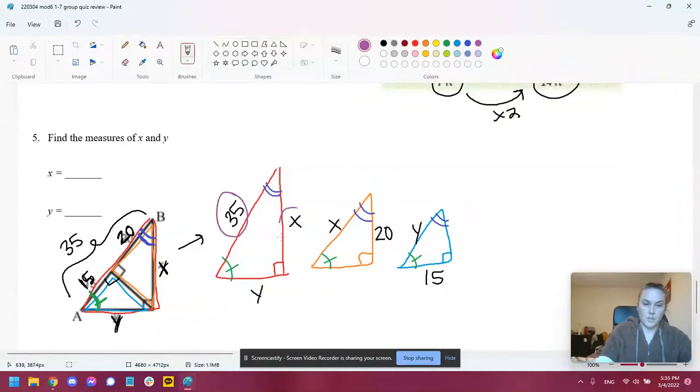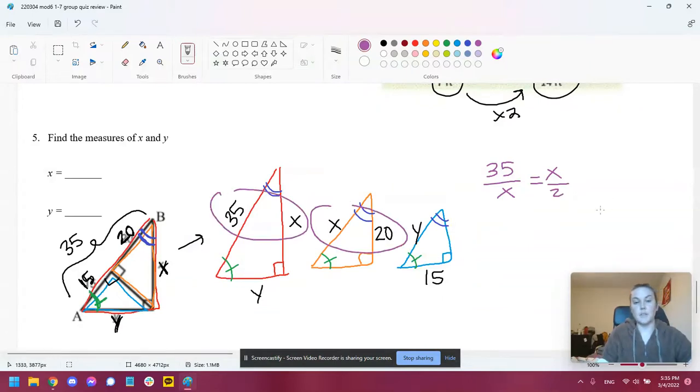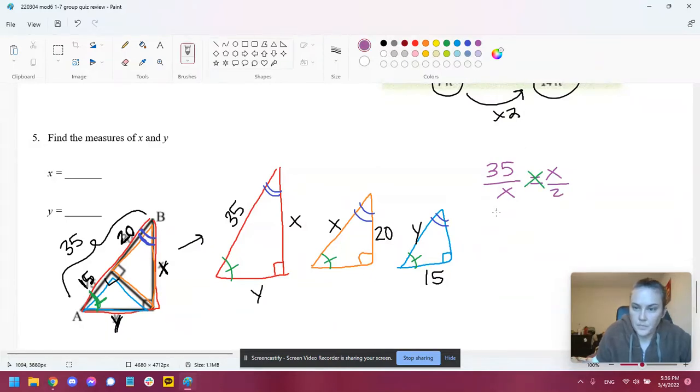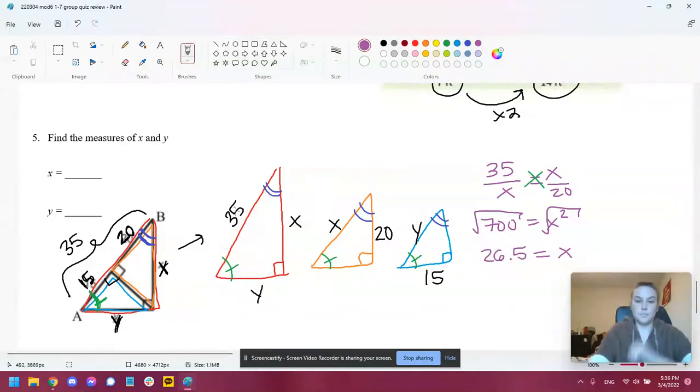So I'm going to say 35 divided by x equals x divided by 20. 35 over x equals x over 20. And again, that's these two sides of these two triangles. Nice. Now I can cross multiply. I get 35 times 20 is 700. X times x is x squared. To get x by itself, I'm going to square root both sides and get about 26.5. Nice. So x is 26.5.